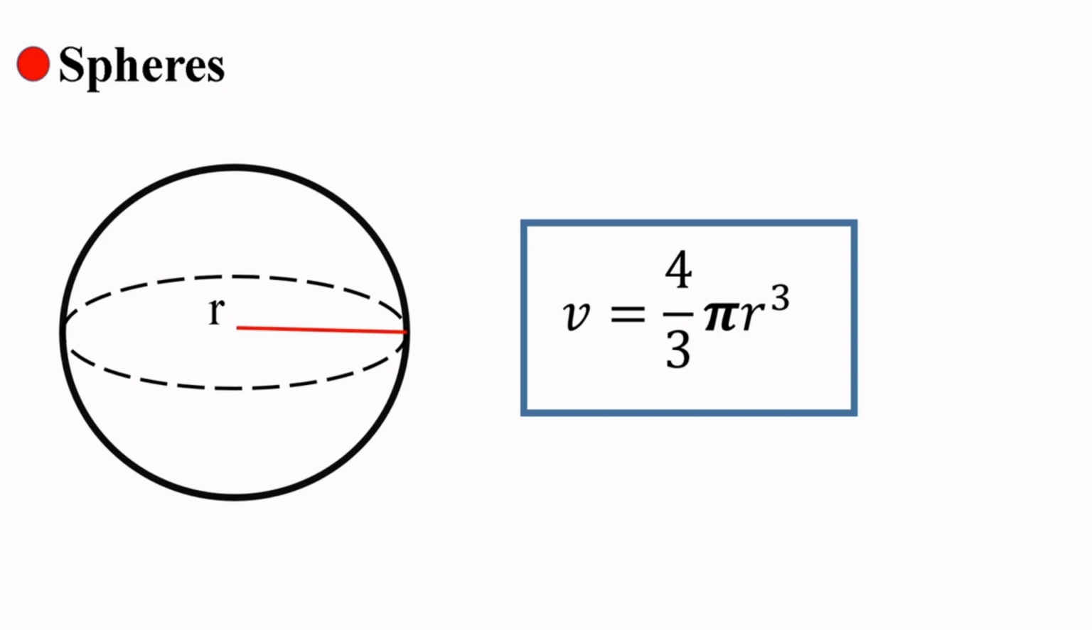The second object that we are going to talk about is a sphere. For calculating the volume of a sphere, we need to use the formula V is equal to 4 over 3 times pi times r to the power of 3, and you need to memorize this formula. The question is not going to give you this formula in the exam or in the test. Okay, let's solve some examples with each other.